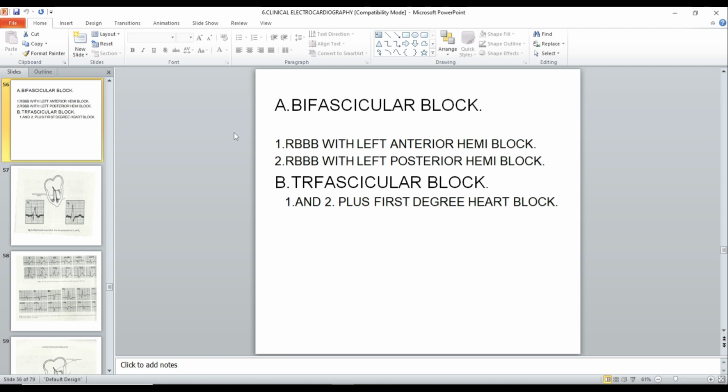In bifascicular block, along with the right bundle branch block, either the anterior branch of the left bundle branch is affected or the posterior branch of the left bundle is affected. The pattern on ECG will be RBBB with left axis deviation or RBBB with right axis deviation. That will be bifascicular block. Trifascicular block: if we add an abnormal PR interval, a PR interval more than 0.2 seconds, to bifascicular block of either type, that becomes trifascicular block.